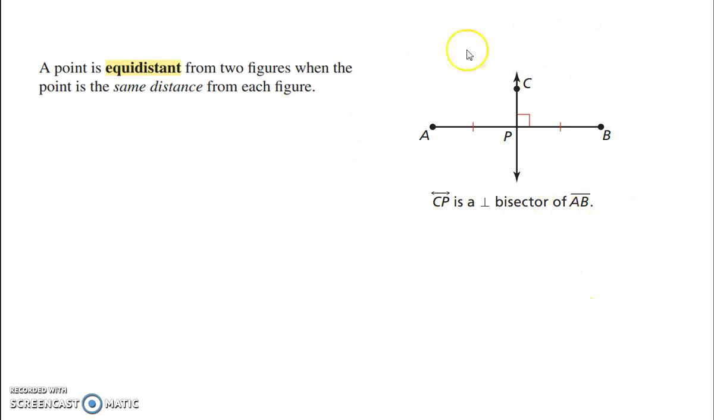We looked at perpendicular bisectors in chapter 3. So right here you see CP is a perpendicular bisector of AB. And then the term equidistant means that it's the same distance from two different places, like P is equidistant from A and B.